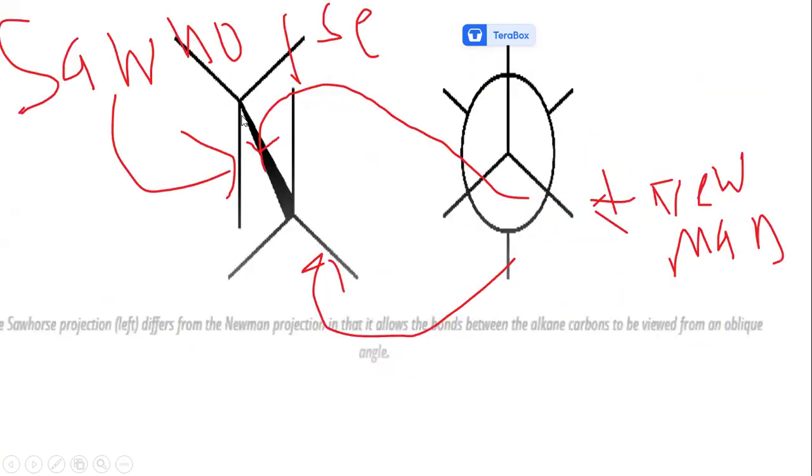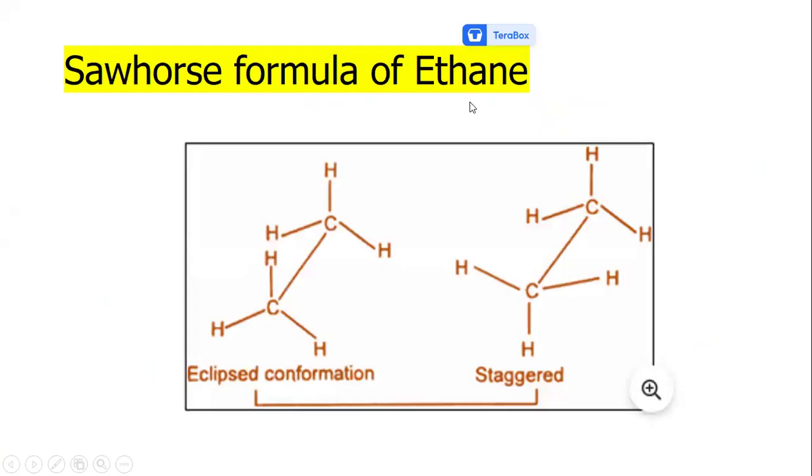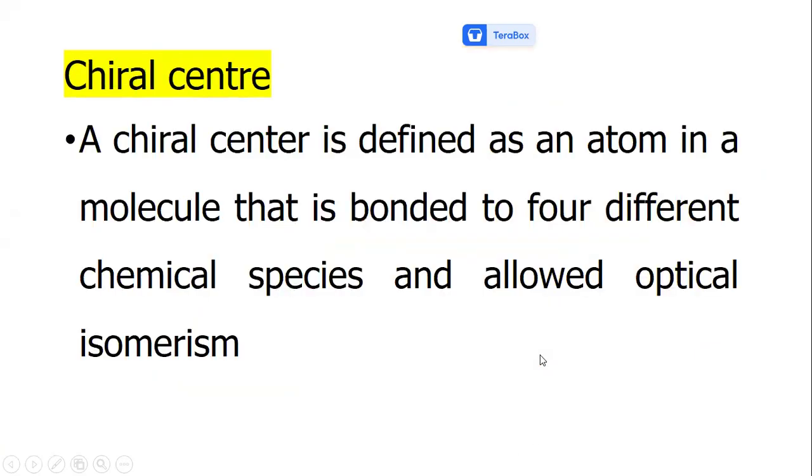This is the Sawhorse formula. This is the Newman projection formula. This is the Sawhorse formula of ethane. This is the eclipsed form, and this is the staggered form.